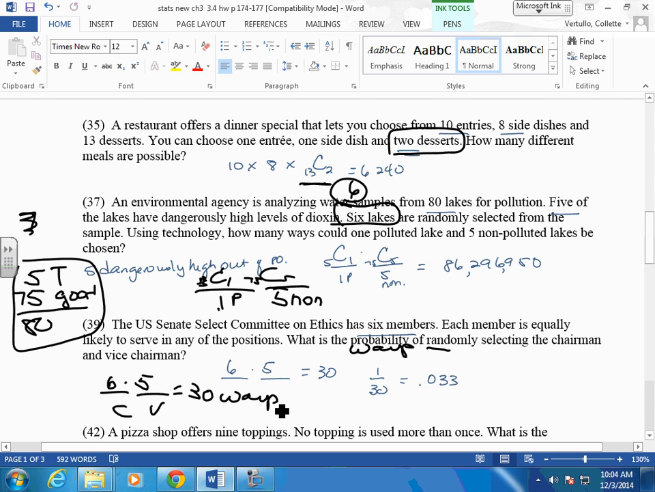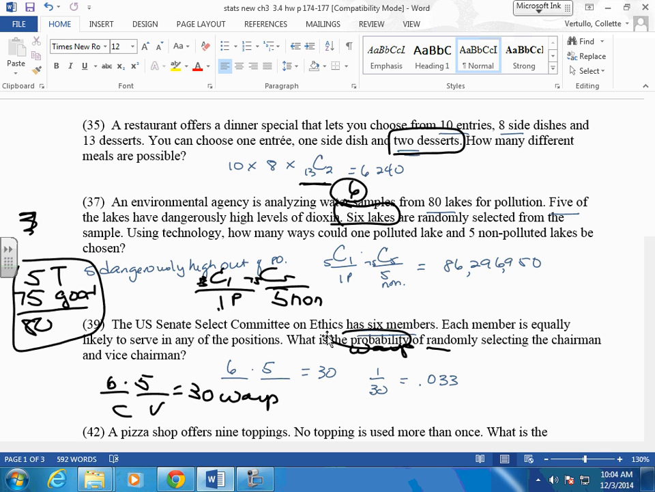But we ask, what is the probability? There's only one way to get that vice president and chairman. Only one person, only one way you're going to get a team. So there's your ratio, 1 out of 30. Probabilities always have to be between 0 and 1. So if you find yourself with a probability like 30, that can't be a probability. That could be your how many ways, but it can't be a probability. Make sense?